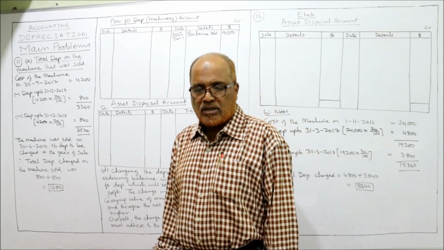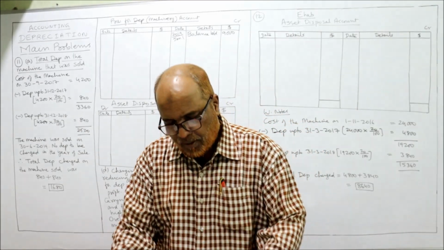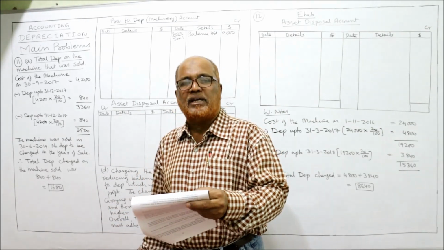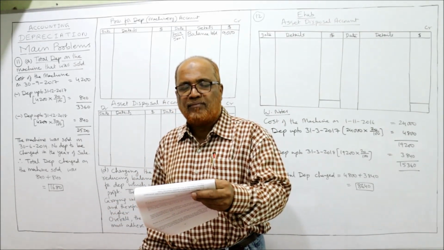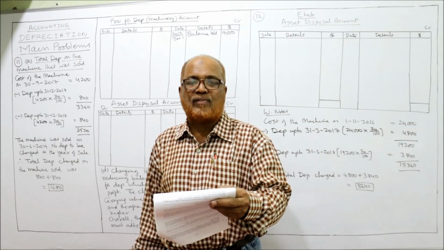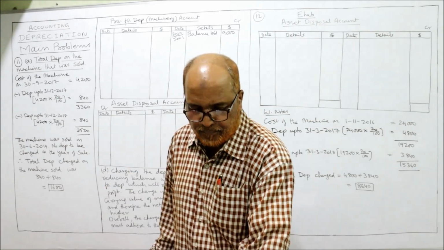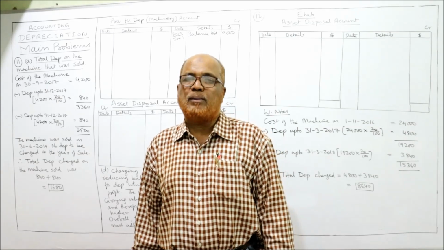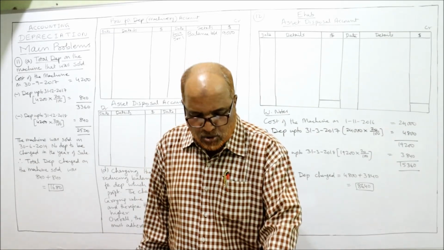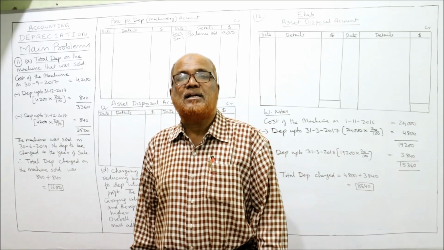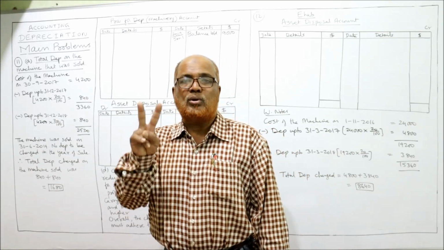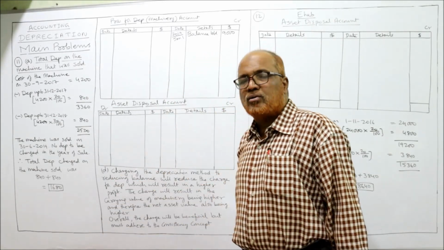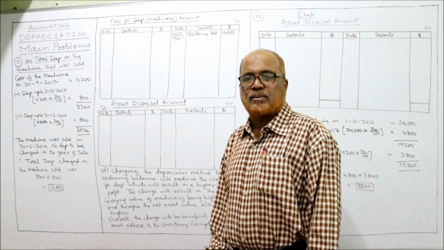That's all. Now second question. Prepare the provision for depreciation account for the year ended 31st December 2019. Balance the account on 31st December and bring down the balance on 1st Jan 2020. Simply, we are required to make the provision for depreciation account. And last question, prepare the asset disposal account. So two accounts we have to make: provision for depreciation account and asset disposal account.